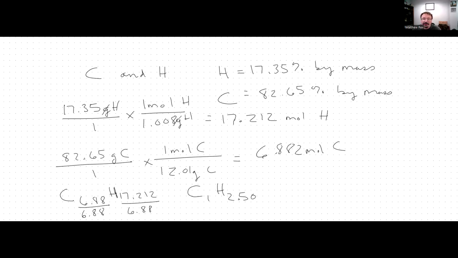That 0.5 tells me that's a fraction. 2.5 is the same as 5 halves. And if I want to get rid of that half, what would I do? I would multiply it by 2. So we're going to do that. Seeing that 0.5 tells me, hey, let's multiply this whole thing by 2. And if I do that, I get C2H5 as my final answer there for my empirical formula.